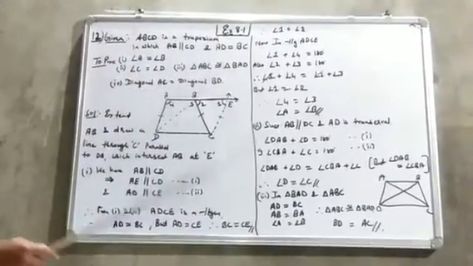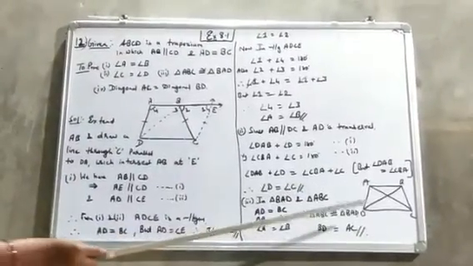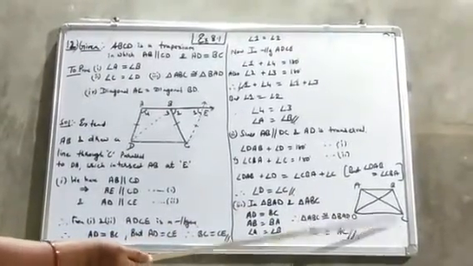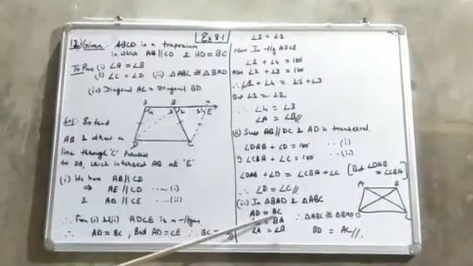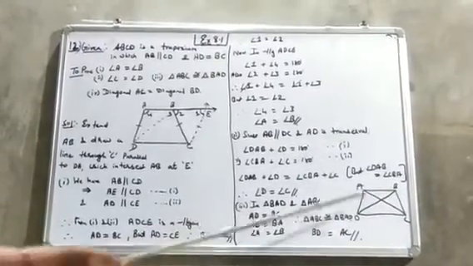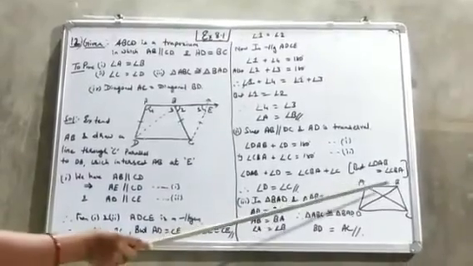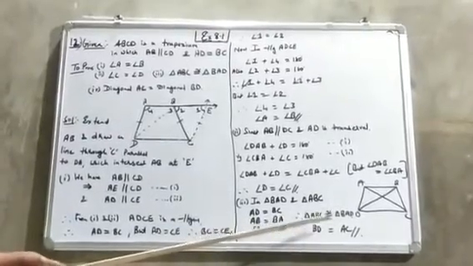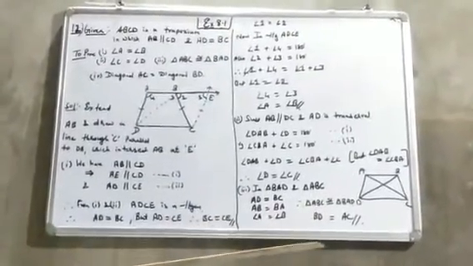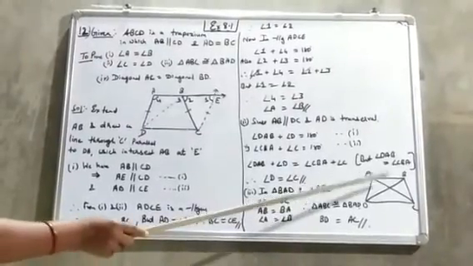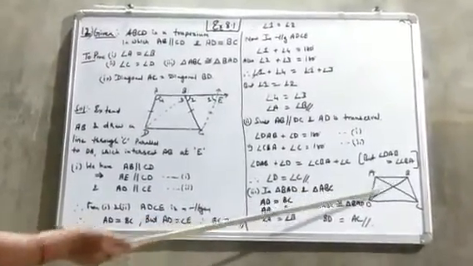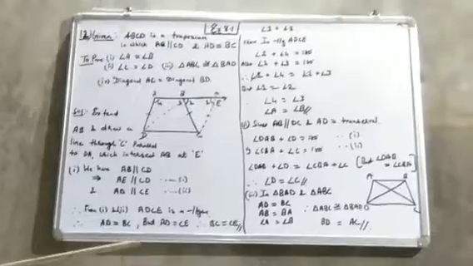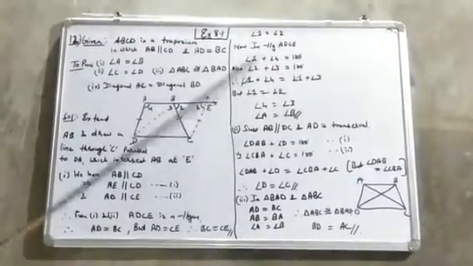For the third proof, we will consider the triangles BAD and ABC. In both the triangles, AD is equal to BC, AB is common, angle A is equal to angle B. By this criterion, both the triangles are congruent. Write the congruency proof, side angle side. If both the triangles are congruent, we can say diagonals BD and AC of the trapezium are equal. So the fourth part is proved here, the third part I have proved here.